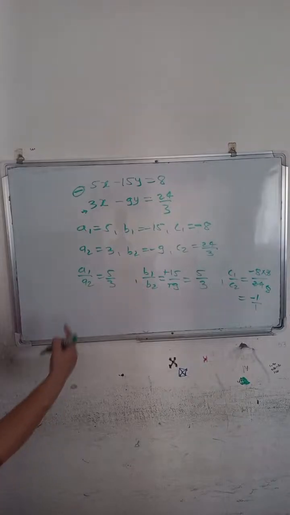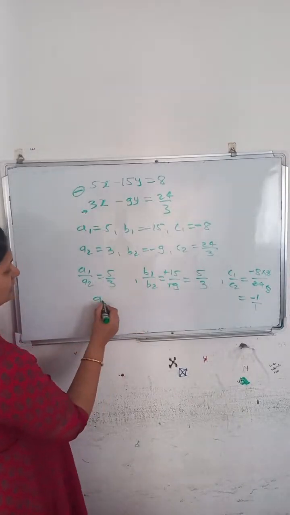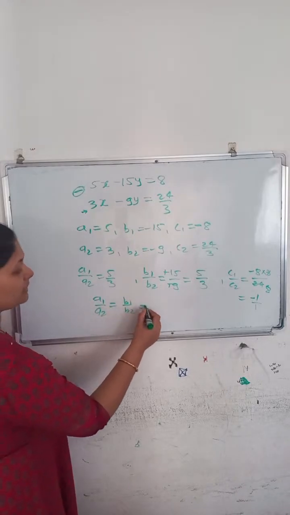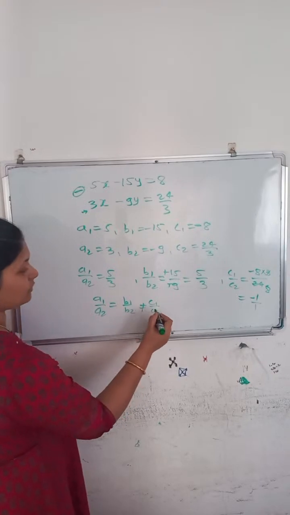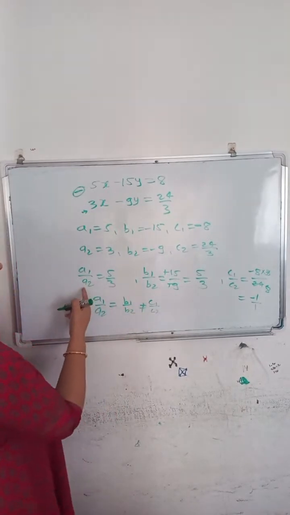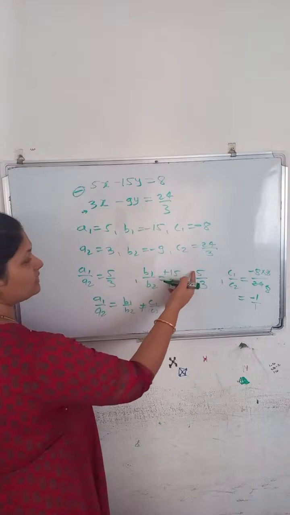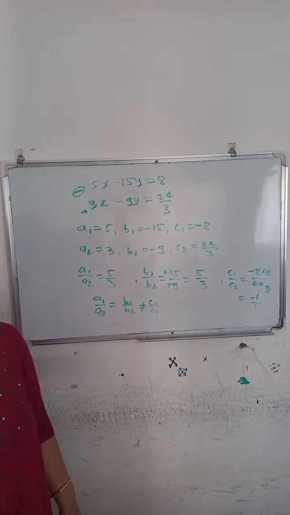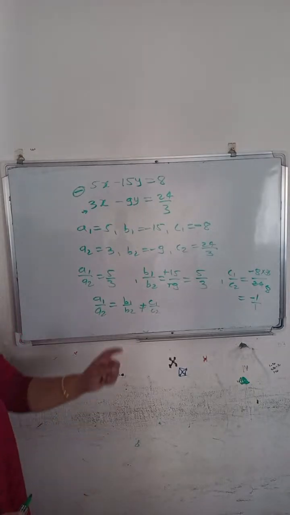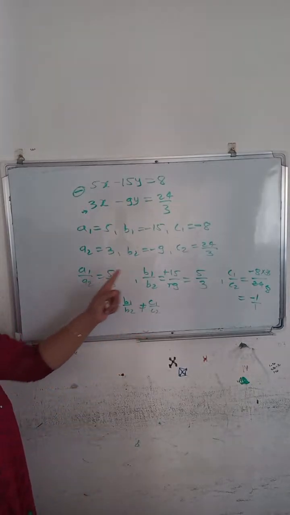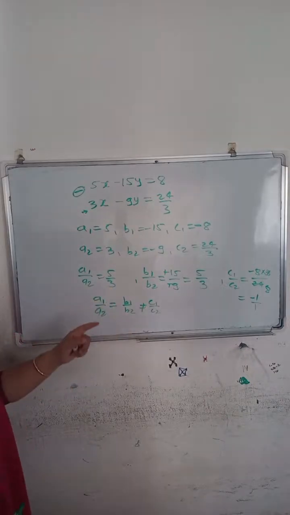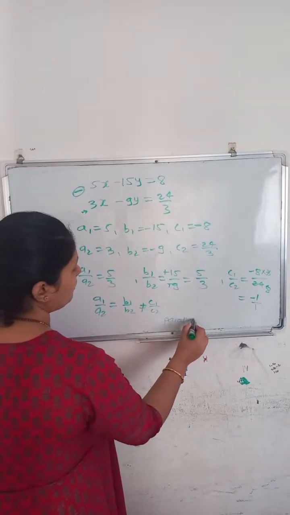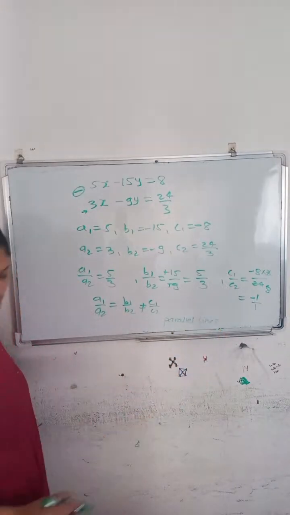Now if you compare these ratios with each other, a1 by a2 is equal to b1 by b2, but it is not equal to c1 by c2. Here a1 by a2 is 5 by 3, b1 by b2 is also 5 by 3, but c1 by c2 is nothing but minus 1 by 1, that is minus 1, which is not equal to the ratio of a1 by a2 and b1 by b2. That means these are nothing but parallel lines. Is the option there?